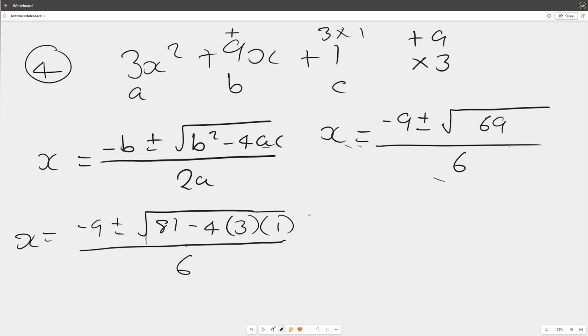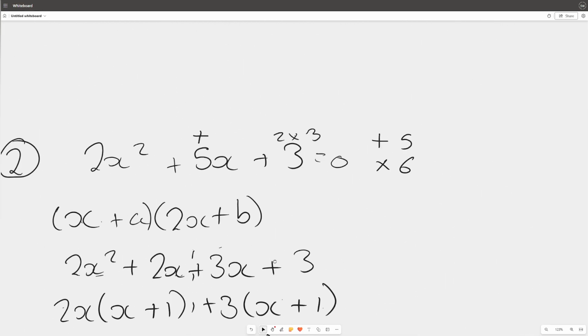Don't worry about solving this for the time being. We will have to simplify this. There is a minus 9 and there is a 6 here. But when you continue with this, if you put it into your calculator, you will get 2 correct solutions. Okay, so those are our 4 examples.